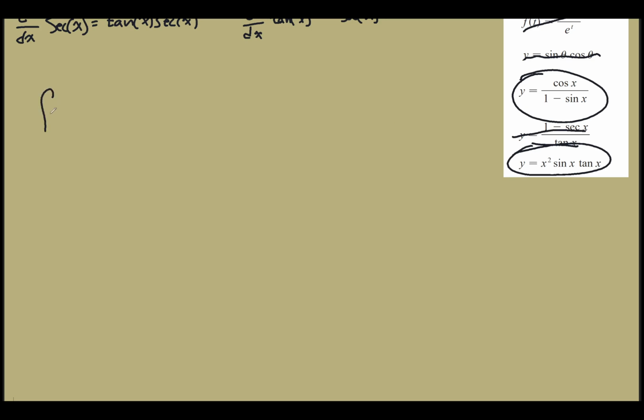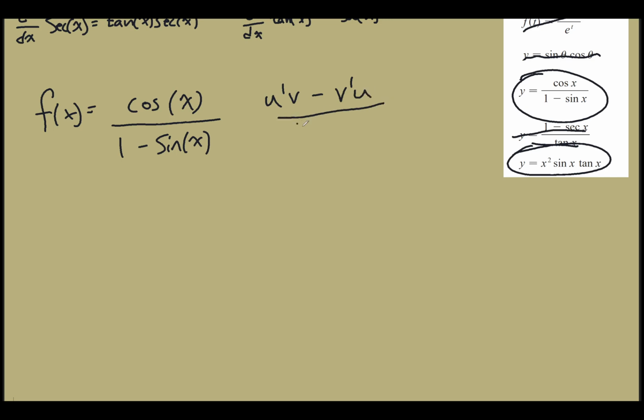F of x equals cosine x over 1 minus sine of x. I hope you guys are learning something from this. This is a quotient rule problem. There's one on top and one on bottom. So it's a quotient rule. The quotient rule says u prime v minus v prime u over v squared. What's our u? That's the numerator, that's cosine. What's our v? It's the denominator, 1 minus sine of x. This shouldn't be that bad.